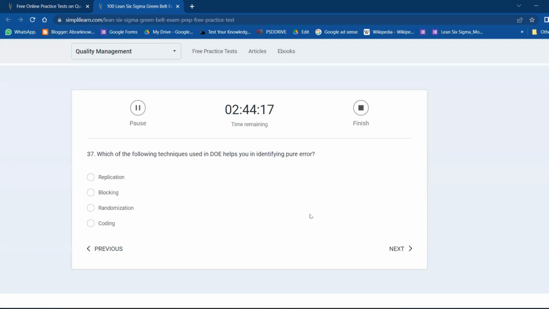And let's go to 37. Which of the following technique used in DOE helps you in identifying pure error? Right? Replication is one of the powerful one.